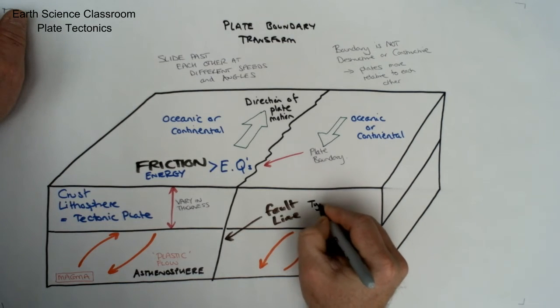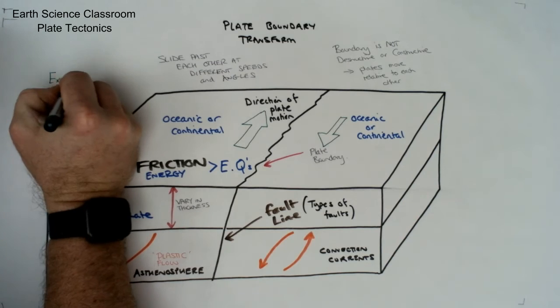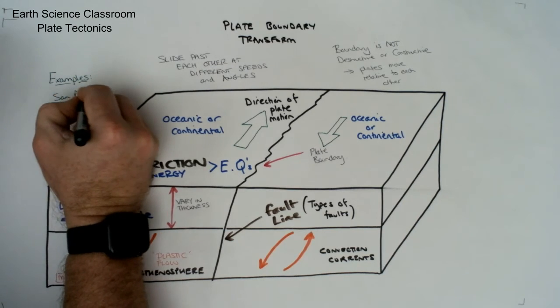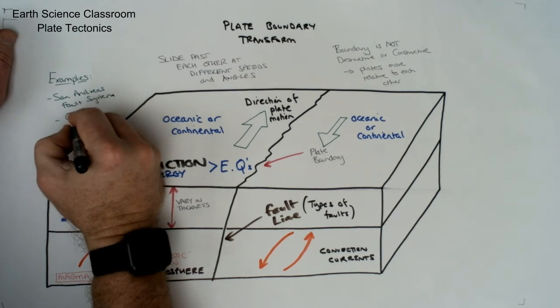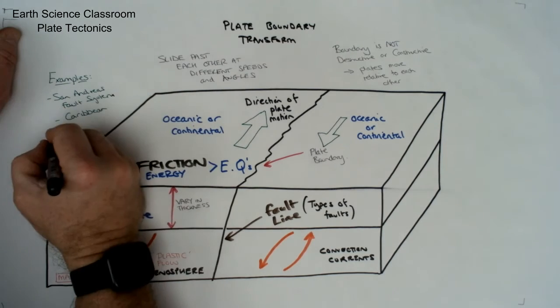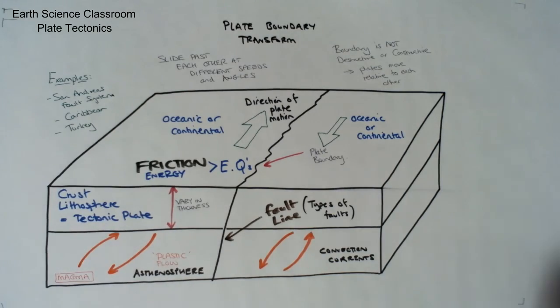And the classic example for this transform plate boundary is the San Andreas Fault line or fault system, which is located mostly in California in North America, in the States, and involves both the Pacific oceanic plate and the North American continental plate sliding past each other at different angles and speeds.